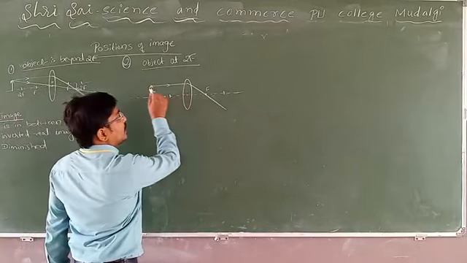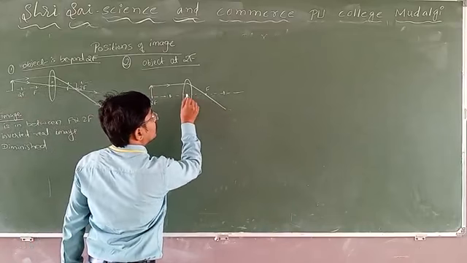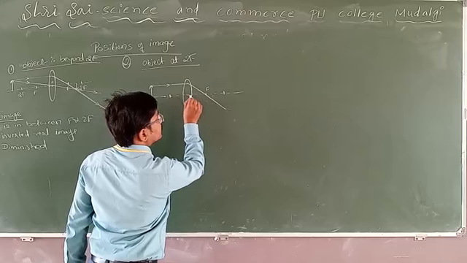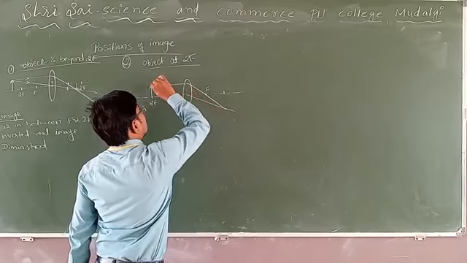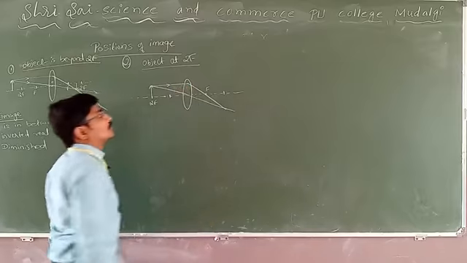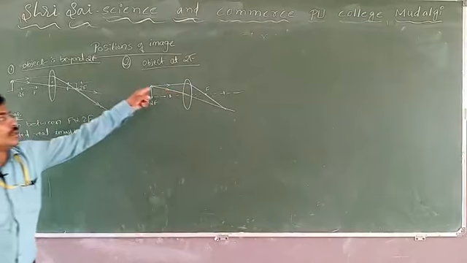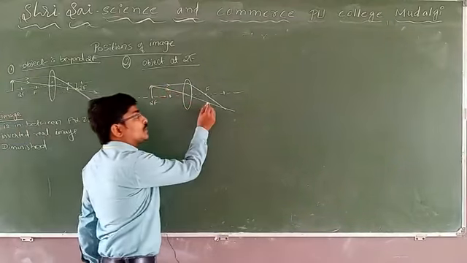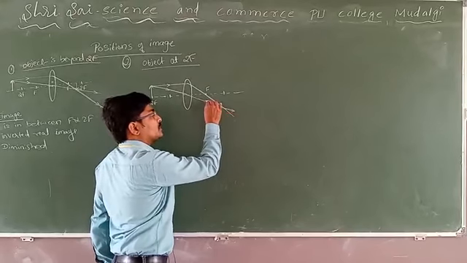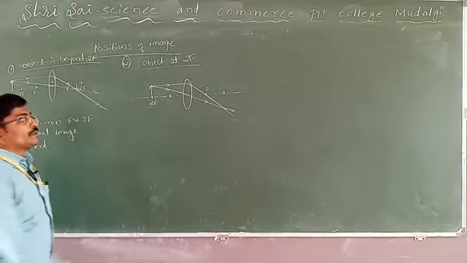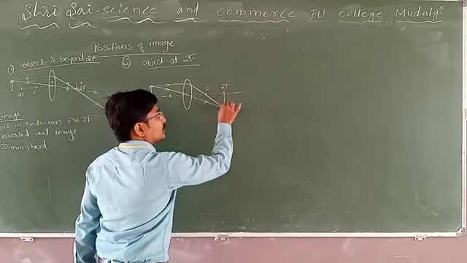Then one more line you should remember, which is one more light incident through the optical center. It will transmit without a deviation. See, here 2f is there, the object is like this.